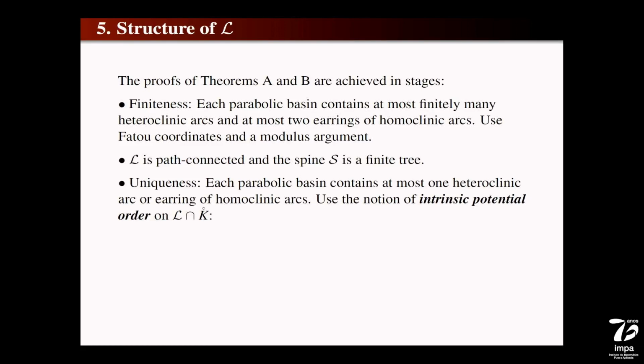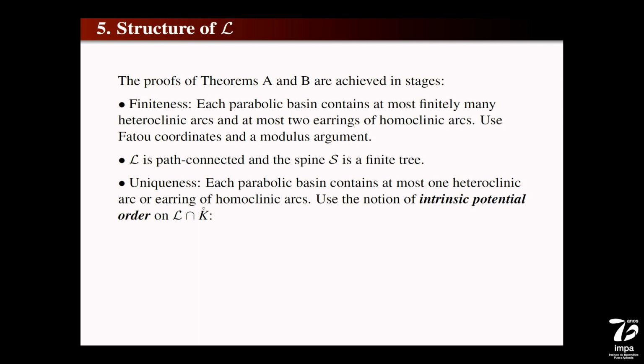So uniqueness. Basically, from finiteness, you want to go to uniqueness. You want to show that every parabolic basin contains at most one heteroclinic and at most one earring. So from finitely many and 2, you want to go to 1. You want to reduce that. And one concept that becomes useful here is what we call the intrinsic potential order on these L arcs.